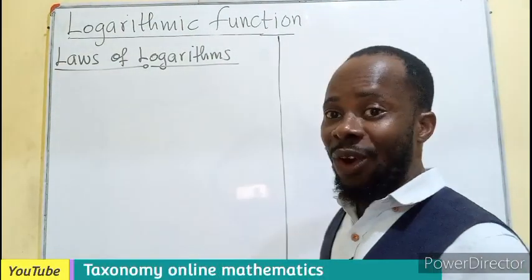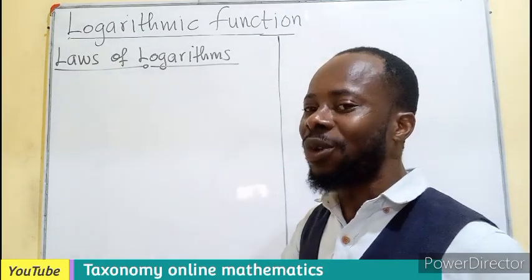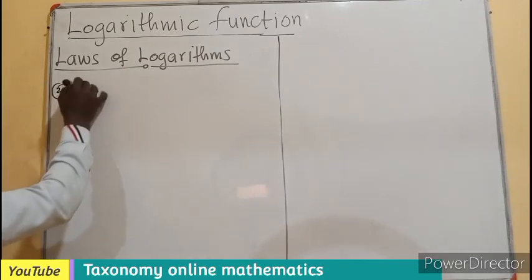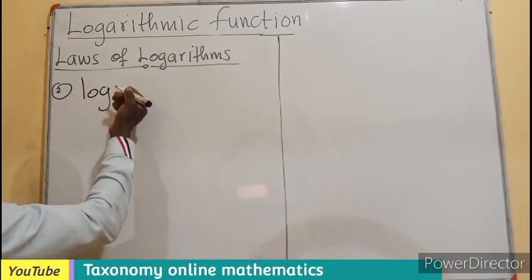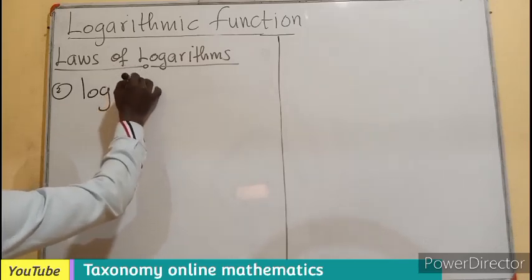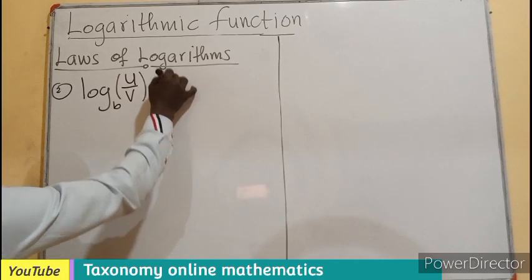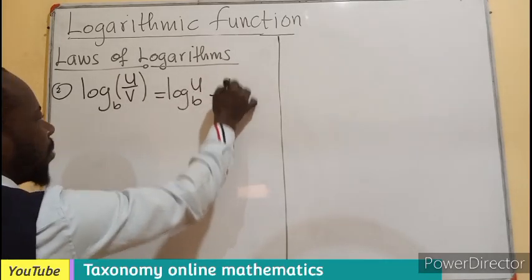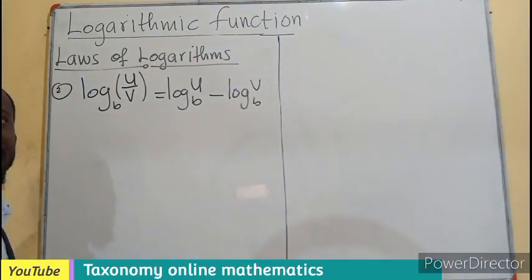Let's take the second law. We are talking about the laws of logarithm. We did the first law. Let's take the second law, which says that the logarithm of any base with the argument being u divided by v is the same as the logarithm of u with the same base minus the logarithm of v with the same base. That is what the law is saying.